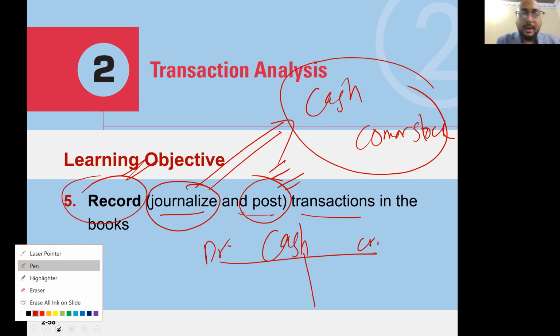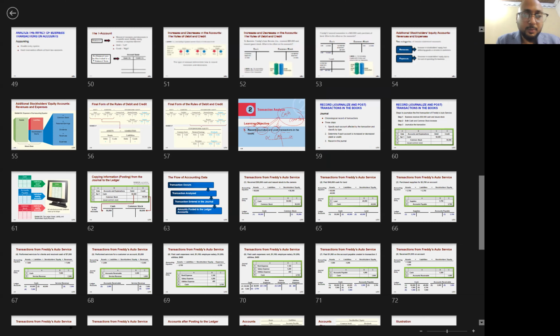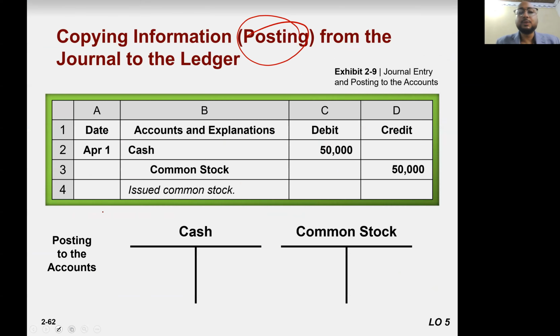We are making ledger accounts, T accounts. Another name of T account is called ledger. Let's go back to the original here. So how are we going to post it? It means cash to common stock. These two are books. So we open T accounts.